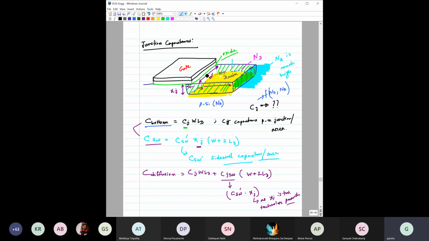I think we have also covered the junction capacitance. Junction capacitance is basically related to the drain and source, which are the diffusion regions.